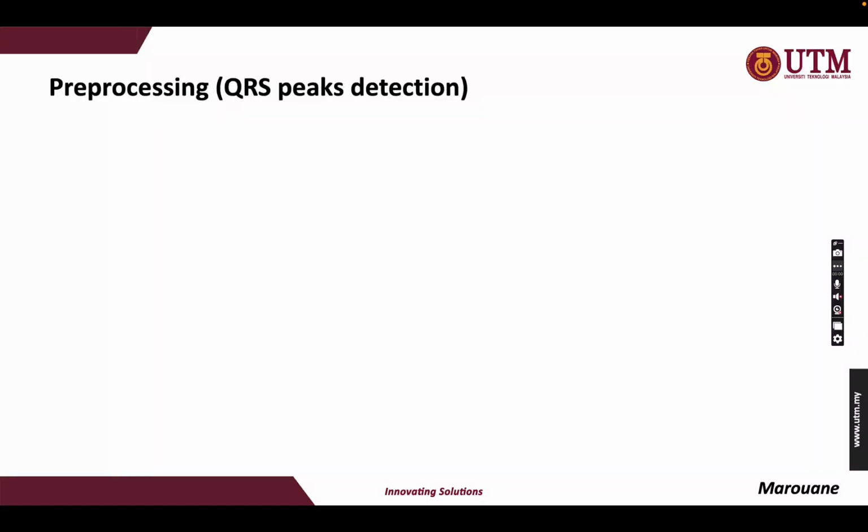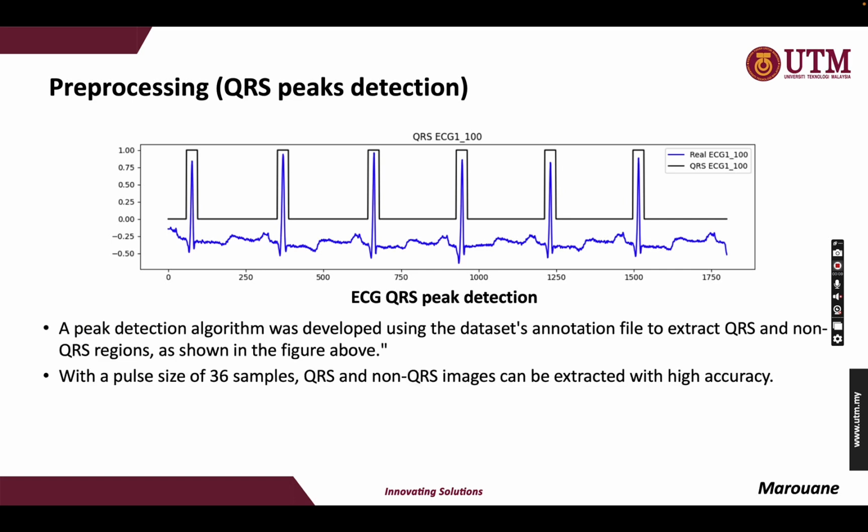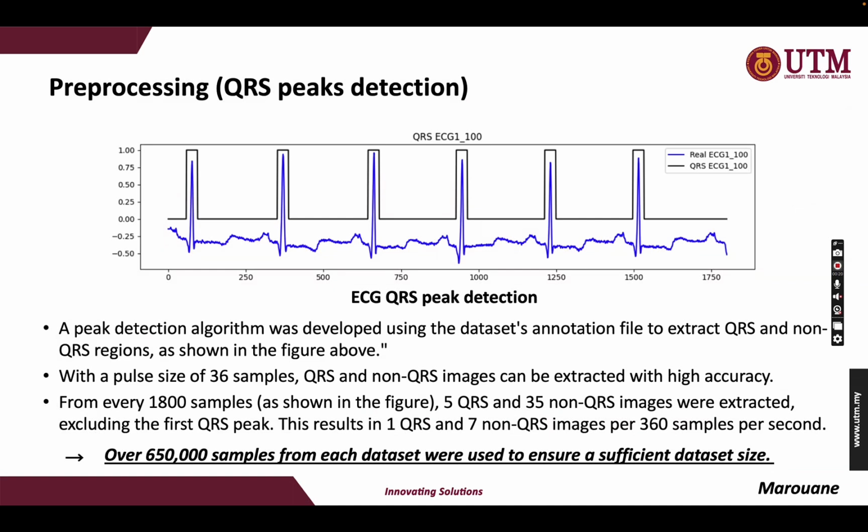The first step in pre-processing is QRS peak detection. As seen in the figure, to extract the QRS and non-QRS regions, a peak detection algorithm was developed. By trial and error, it appeared that the optimal window size was 36 samples to cover QRS regions. As a result, 1 QRS and 7 non-QRS images were obtained. For that purpose, we used the whole set of 650,000 samples.